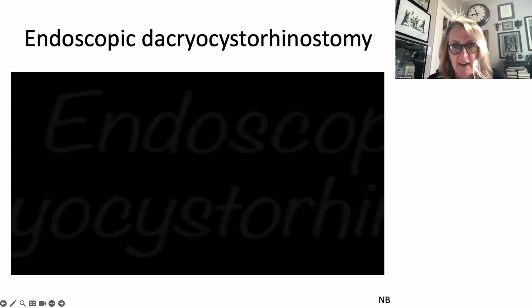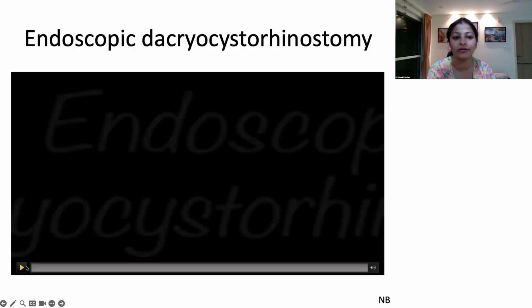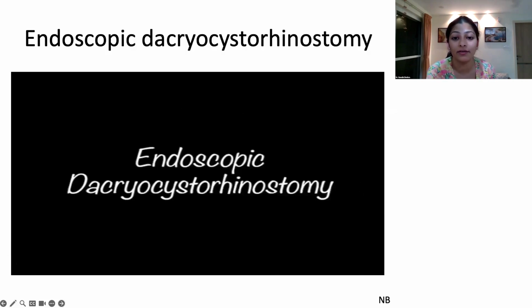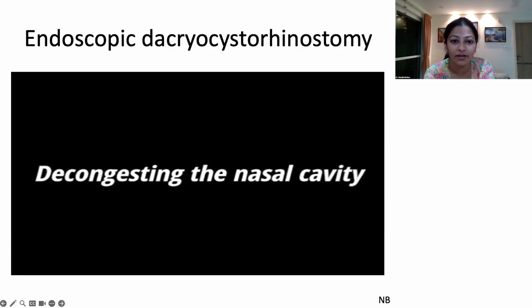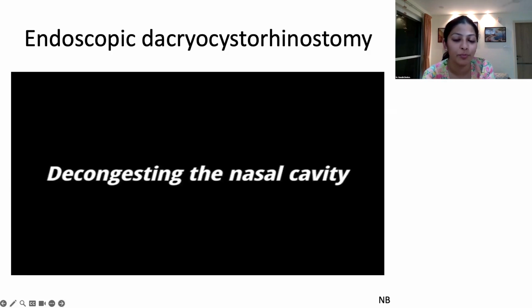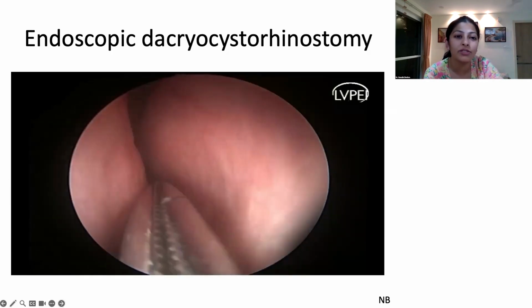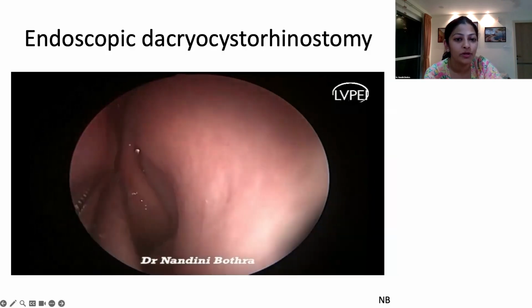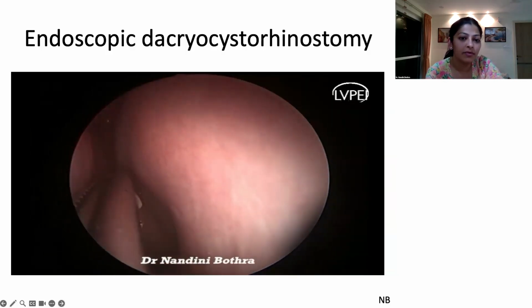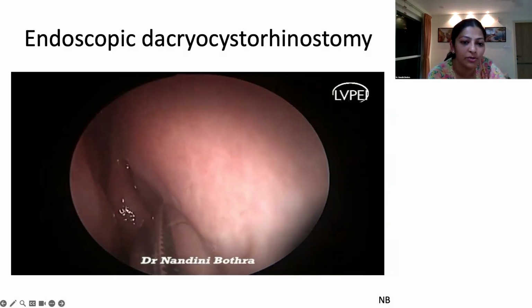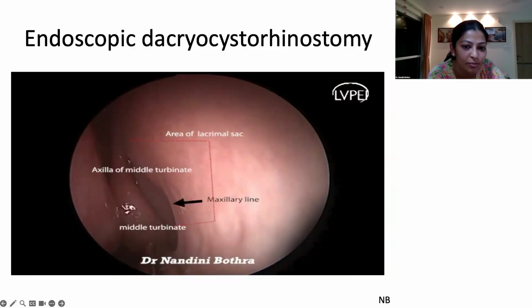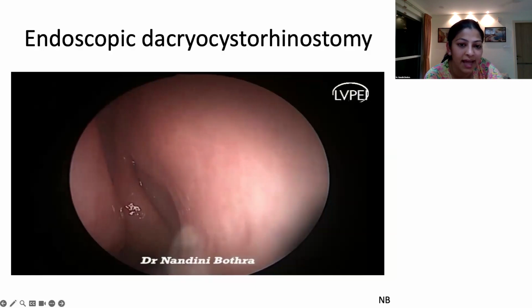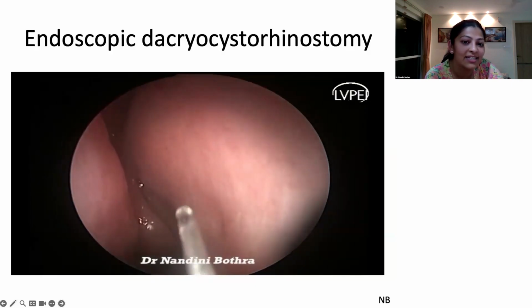And so here is an endoscopic DCR. Yeah, so as Dr. Freitag mentioned earlier, there's nothing worse than seeing your child with a scar. So if you want to avoid that scar, you would actually go ahead and do an endoscopic procedure, which is a far simpler procedure as compared to your external. So let us just understand the landmarks. You see that thing hanging there, that is your middle turbinate. Now, where it attaches to the lateral wall is the axilla. Your sac lies anterior to it.